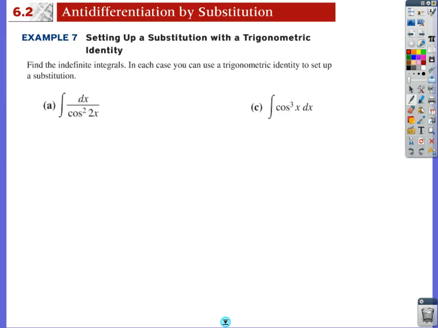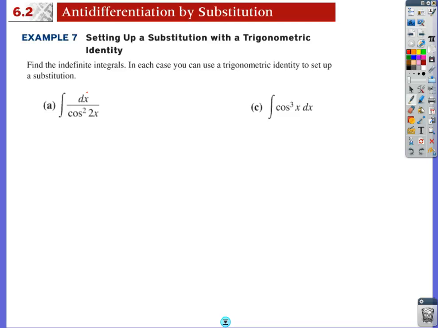So let's get started. On this first one, we're going to do some trig identities in order to help us facilitate our substitution. It's like substituting twice, but using really our trig identities. So this first one here in part A is telling me integral of 1 over cosine squared of 2x.